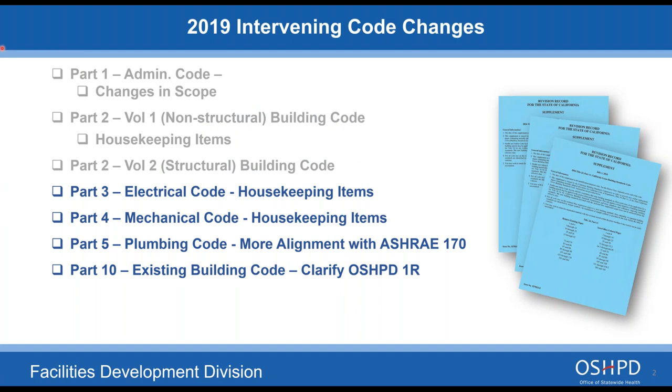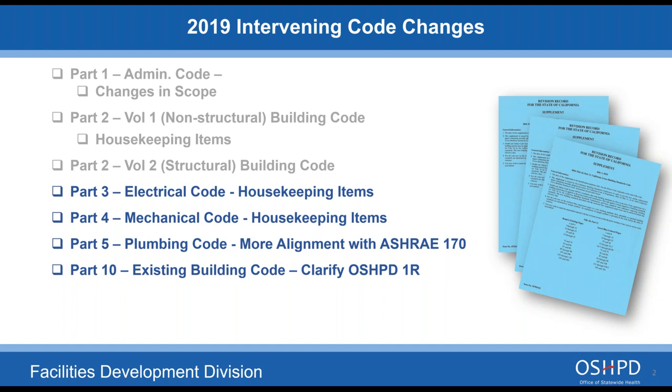So today we're going to cover part three, the electrical code, part four, mechanical code, part five, plumbing code, and we'll get into part 10, the existing building code, for both architectural as well as structural. One of the things you'll see a lot of is the banner has removed the 1R symbol from the OSHPD 1, 2, 3, 4, and 5 in a lot of cases, not every case. And we just want to make it clear that the 1R is the building type, or the type of building, and not necessarily for the occupants going into that building.